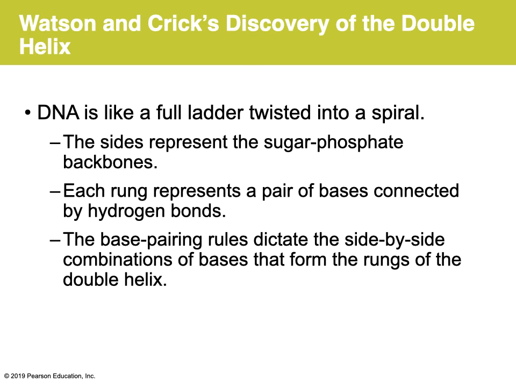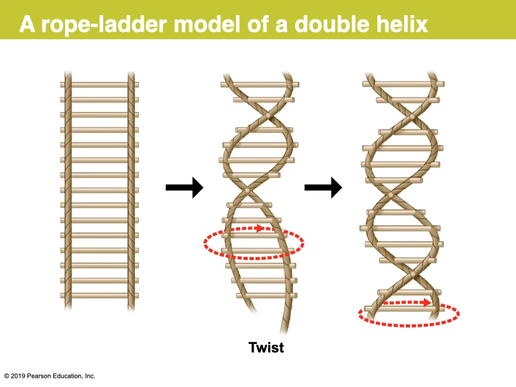So, as you know, a DNA molecule is like a ladder twisted into a spiral, right? The sides are the sugar-phosphate backbones. Each rung is a pair of bases connected by hydrogen bonds. And the base pairing rules dictate the side-by-side combinations that form the rungs of the helix. And again, remember that they came in 2 different lengths, right? There were long ones and short ones. So you had to have pairing of long to short. If you had 2 longs, it would have widened that ladder, if you will. If they had 2 shorts, it would have narrowed, right? But equal distance. So that was one thing they determined: okay, the pairings are purine to pyrimidine.